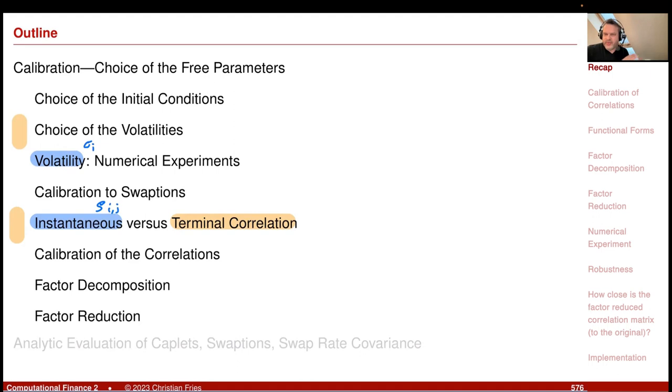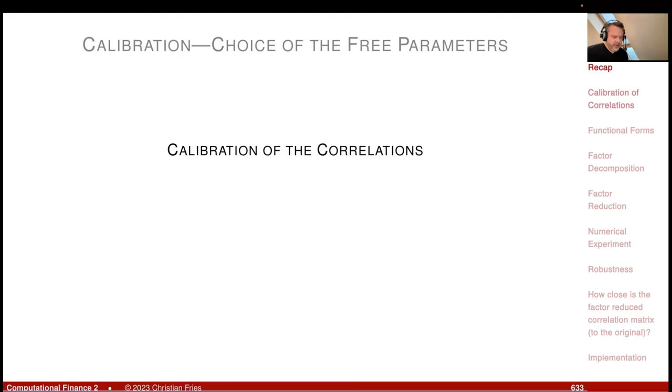In contrast to using the instantaneous correlation, which is our parameter rho_ij, we can use the sigma to create terminal decorrelation or different terminal correlations, which allowed us, for example, to calibrate swaptions. My remark on the calibration of the correlation is that this correlation is then still a free parameter, and we can, for example, choose to calibrate covariance structures on the swap rates, so the swap rate correlation. Or we could also choose the correlation to model observed movements from the past, so use a historical estimate as an indication of how we could choose the correlation.